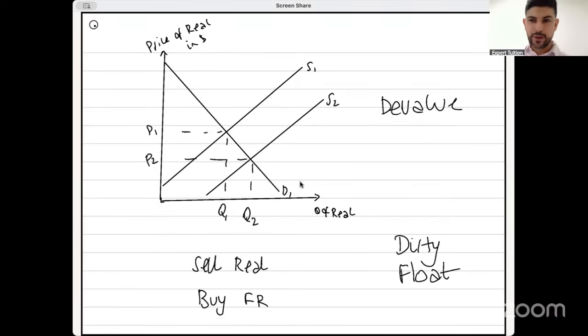The reason why it's called the dirty float is because it's seen as dirty tactics. The fact that you're doing this at certain moments in time to advantage your economy, but disadvantage others, could lead to what's called a currency war potentially. Yeah? Again, Edexcel are not really big on that, but it's just useful for you to know.